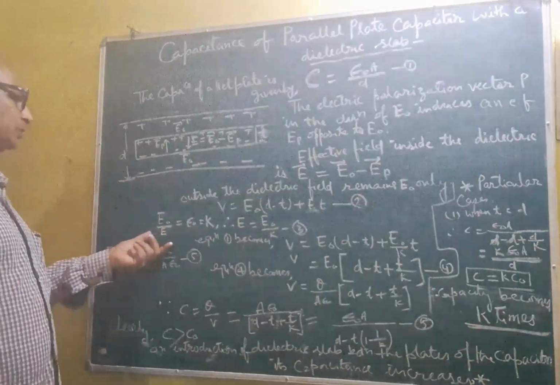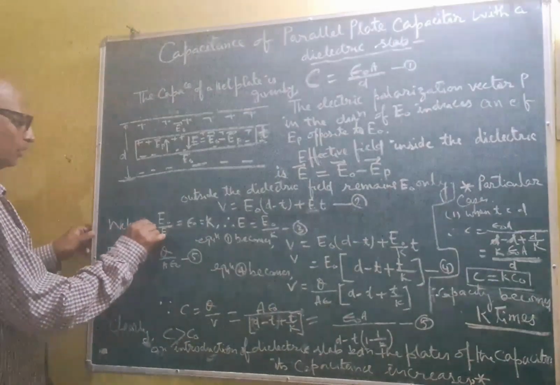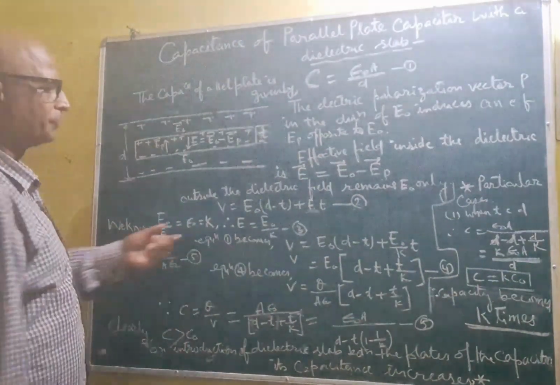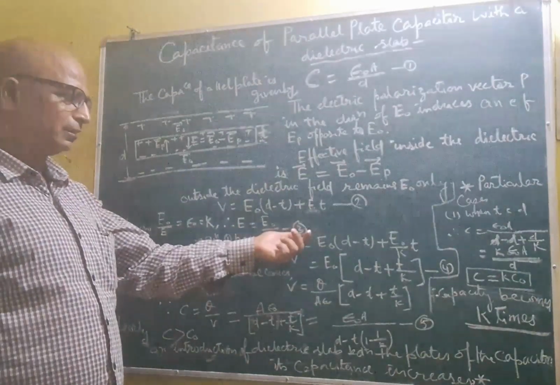We know that E0 by E is equal to epsilon, which is equal to K, the dielectric constant. So here E is equal to E0 by K. This is equation 3 here.